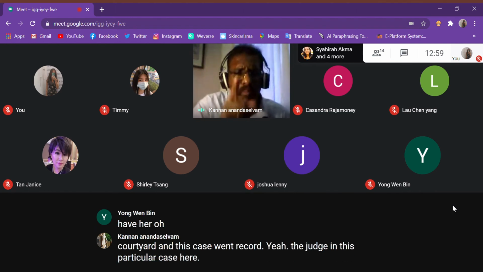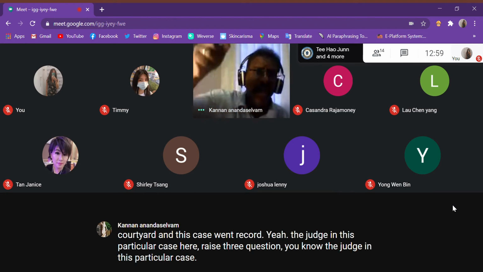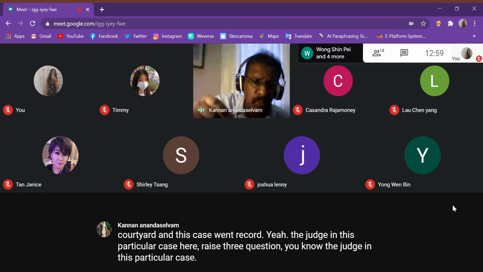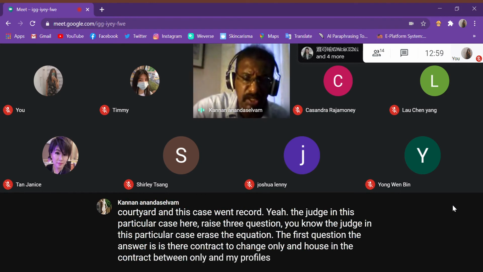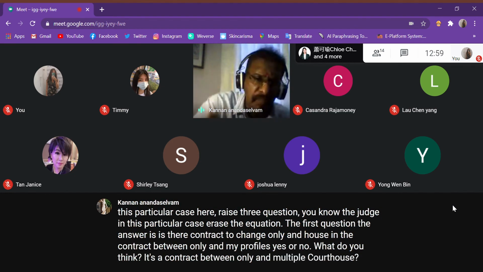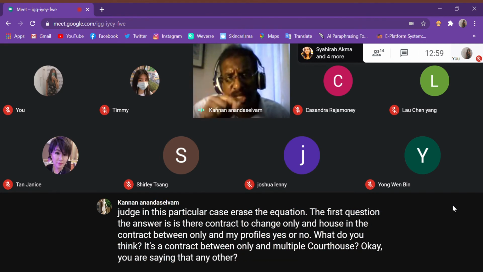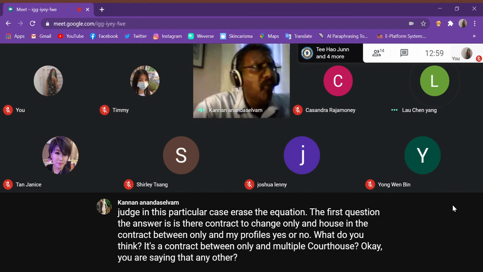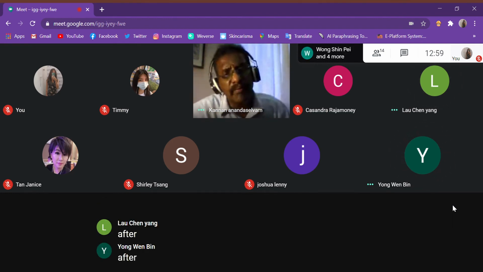The third is the most important question. At what point was that notice brought to the attention of the parties? Is it before entering into an agreement, or is it at the time of entering into an agreement, or is it after entering into an agreement? When did this couple come to know about the notice?